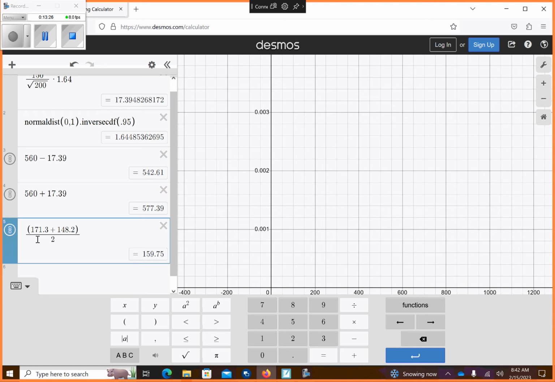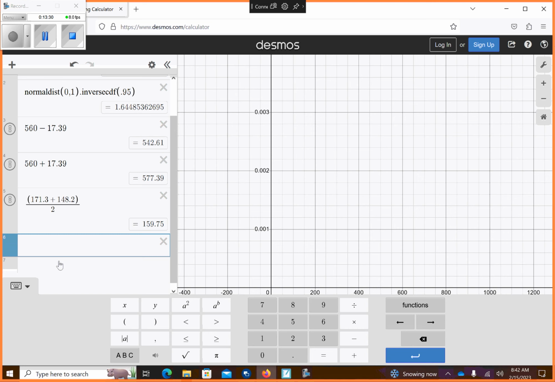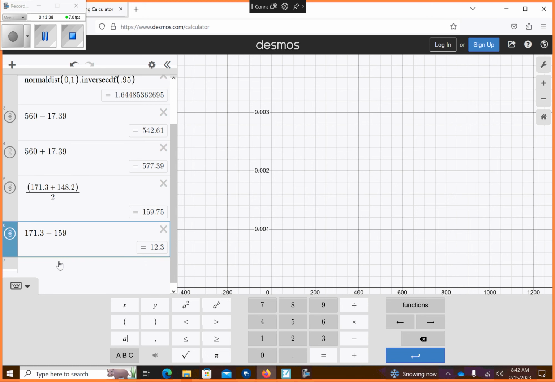And then if you wanted to figure out what your margin of error would be, basically what you can do is you take the 171.3 and subtract the 159.75. So our margin of error is 11.55, to the left or to the right.